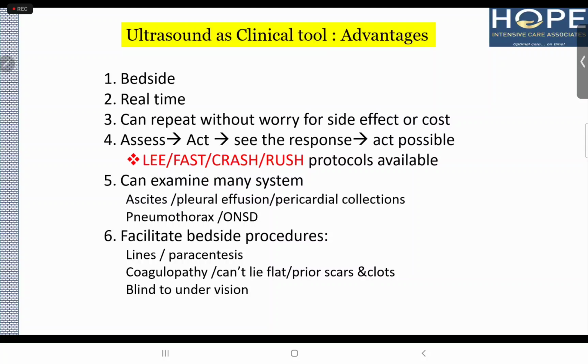You need to assess, act. Act means treat, and then see the response of treatment, and then again assess, and then again treat. So just like an audit cycle, you assess, do treatment, see the effect of treatment, then again assess, and then do vice versa.